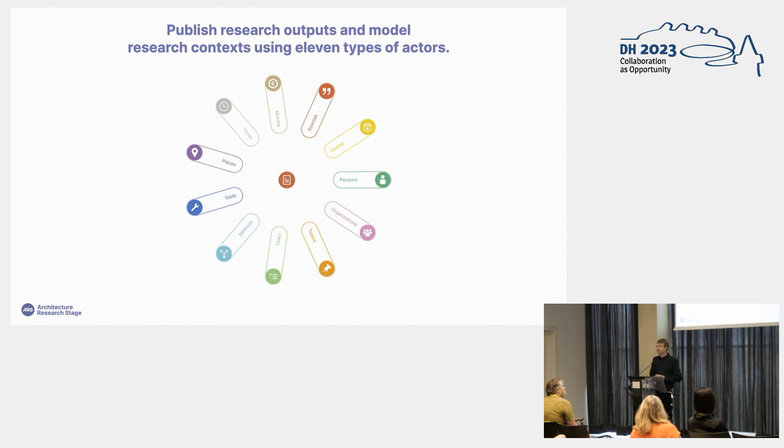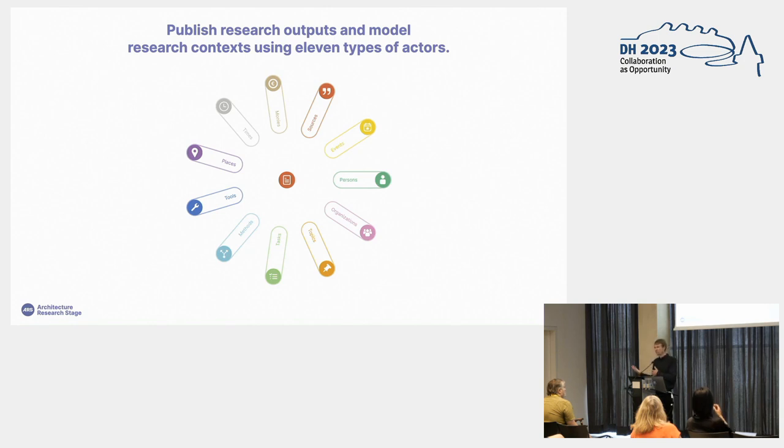So the idea is to describe your research context. In our ontology you can use 11 types of actors, and as Ferdinand said, also not human actors. So you have the possibility to describe the relation between your research output and persons, organizations, which persons you discuss a research output with, which organization you work for, which topics, which tasks you have to do during the research output to produce this, which methods and tools you used, as well as places you use.